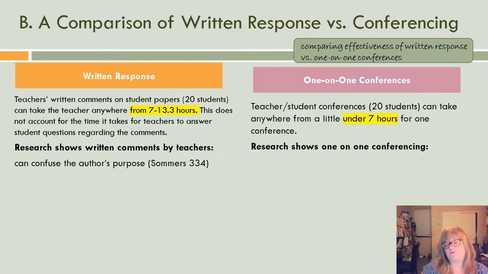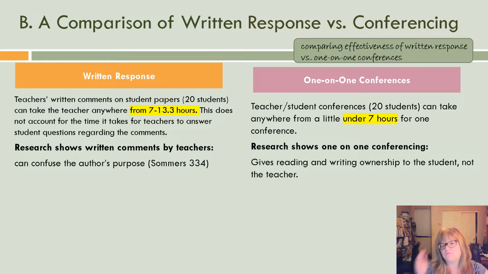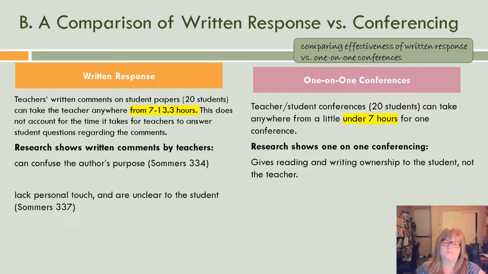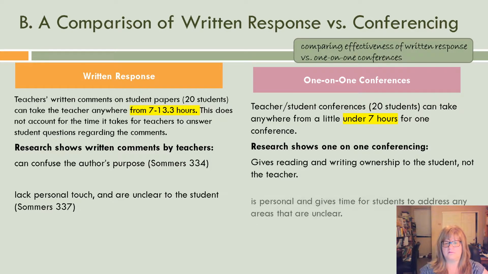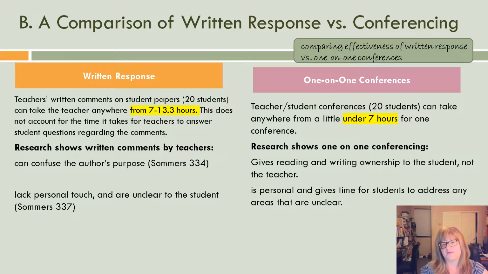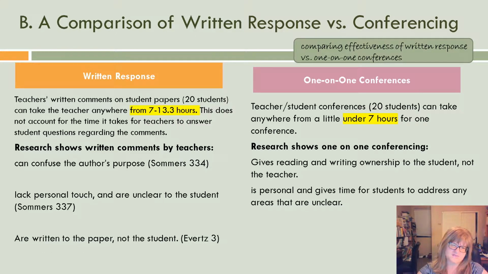But research shows one-on-one conferencing gives students reading and writing ownership, to the student, not to the teacher. Written comments by teachers lack personal touch and are unclear to the student, like we just talked about. Conferencing is personal and gives time for students to address any areas that are unclear. Written responses are written to the paper, not the student, whereas research shows that one-on-one conferencing is geared toward the student, not just the paper.